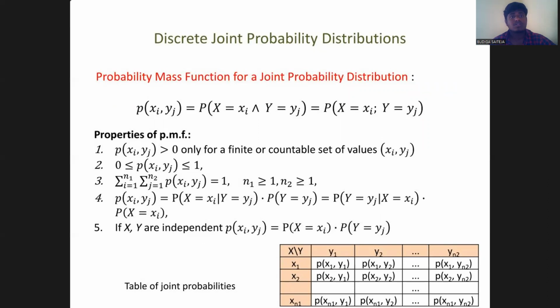and also we can see the probability mass function for the joint probability distribution. We also have a few properties of the joint discrete probability distribution, which we can see through the table of joint probabilities.